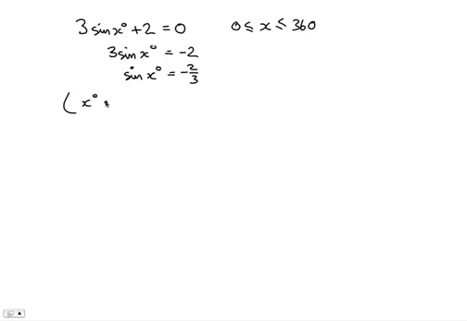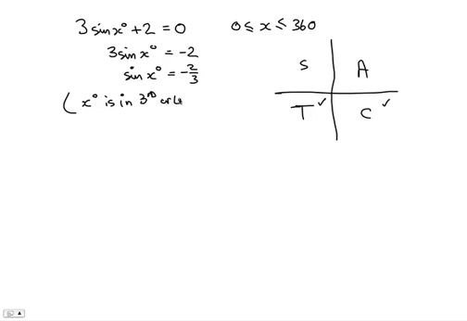Which quadrant could x be in? Here's our quadrant diagram. In the first quadrant they're all positive. Sine is positive in the second. Here only tan is positive, so sine is negative. Here only the cosine is positive, so the sine is negative. So quadrants 3 and 4. So x is in third or fourth quadrants.